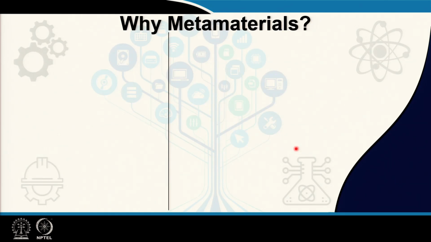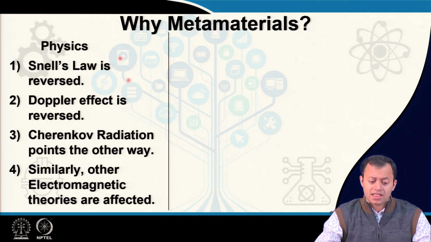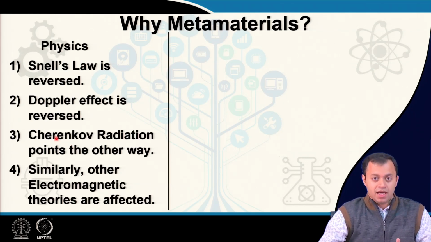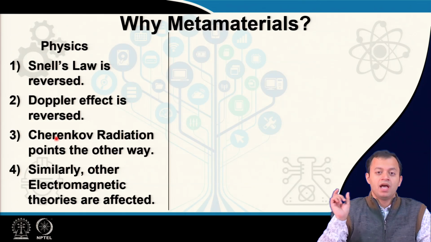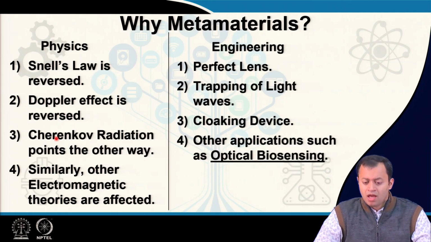So, why exactly do we utilize metamaterials? Well, anything that thus far has a negative refractive index, like Snell's law, Doppler's effect, Cherenkov radiation, all other theories are affected. From a physics point of view, electromagnetism has to be rewritten. Now, let me be absolutely clear, none of the laws are actually getting violated. It is simply getting modified. You previously have put the absolute value of n, now you are putting the negative value of n. What has it resulted? It has resulted in the light bending in a different direction.